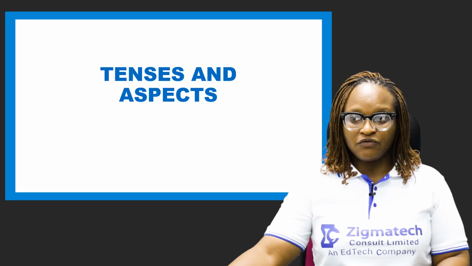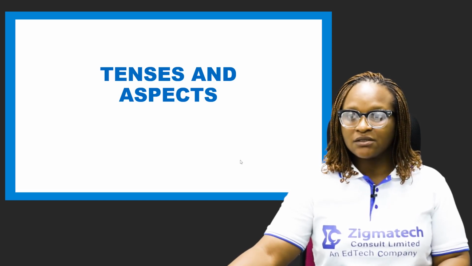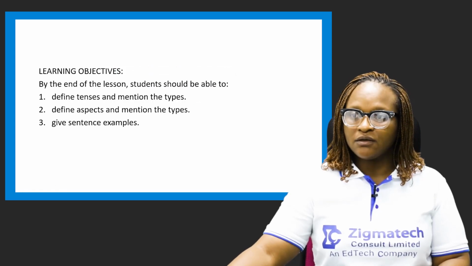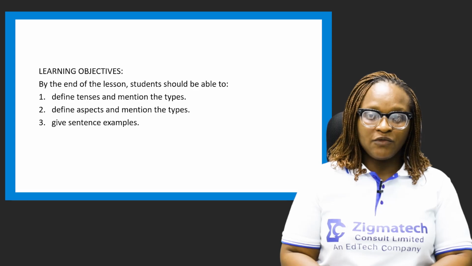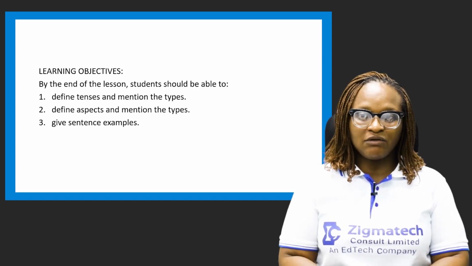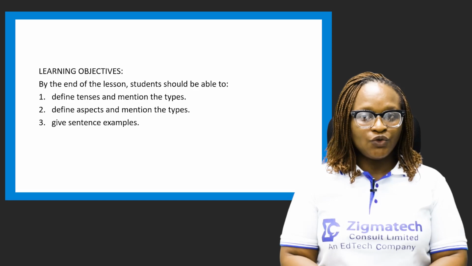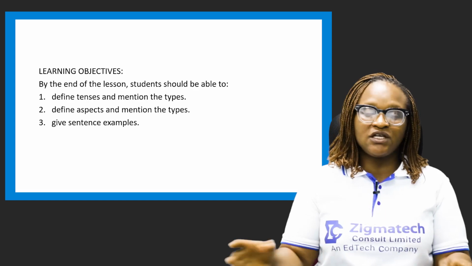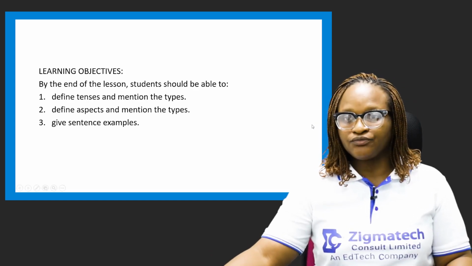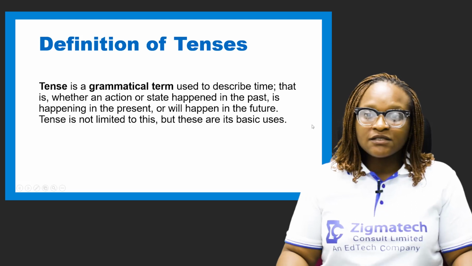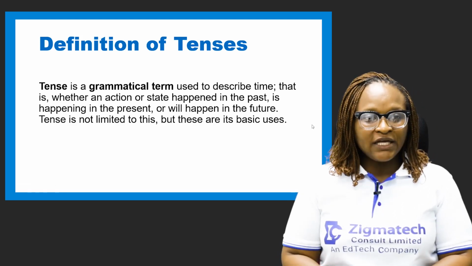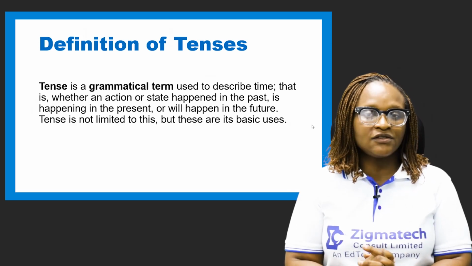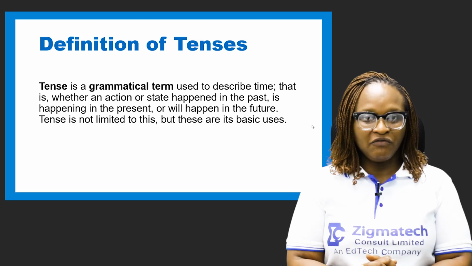This aspect of grammar is quite relevant because it aids writing as well as speaking. To achieve this, we would define tenses and mention the types. We also look at the definition of aspects and mention the types, then give sentence examples. Let's start. When we talk about tenses, we refer to time and action. Tenses refer to the time of an action.